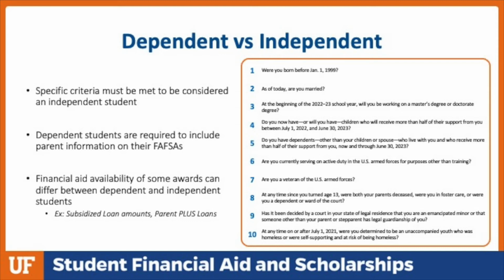And so on. If any of these questions apply to you, you will be considered an independent student and will not be required to provide parent information on the FAFSA. If none of these questions apply to you, then you will be considered dependent and will be required to provide parent income information on the FAFSA application. Now, there are some extenuating circumstances where students are considered dependent but are not able to provide parent income information on the FAFSA.